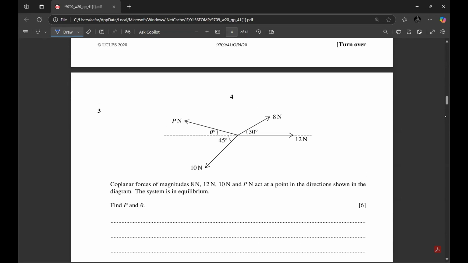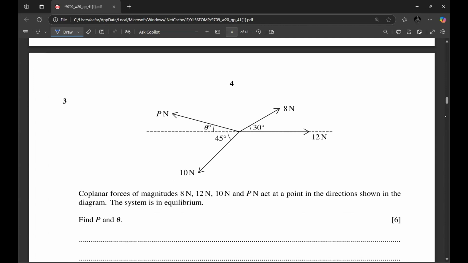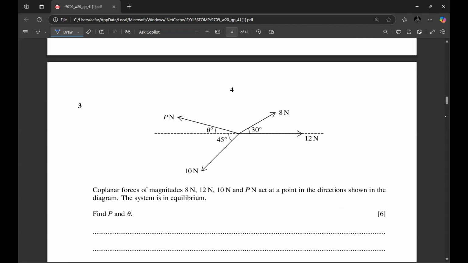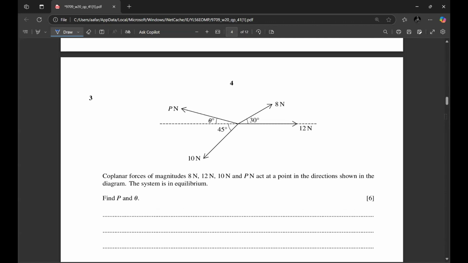So let's analyze the situation. We know that we have two variables, and since it's a forces question, we can always resolve it to get the components in two planes, right? The horizontal resultant and the vertical component. So let's find the vertical component first.